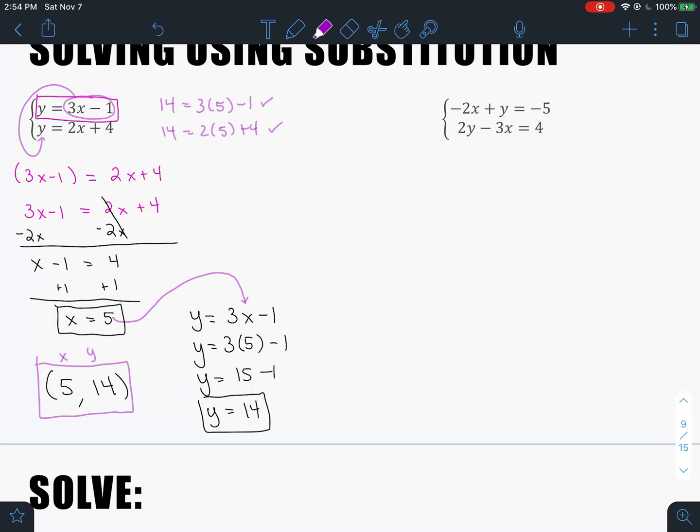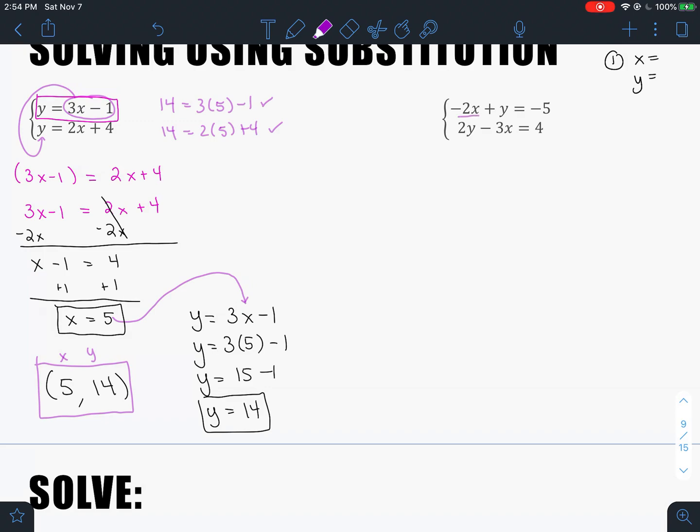Let's look at the next one. Negative 2x plus y is equal to negative 5, and 2y minus 3x is equal to 4. So remember, for step 1, we either need an equation to say x equals or y equals. So one of those equations needs to have either the x isolated or the y isolated. Now notice, neither of those equations do.